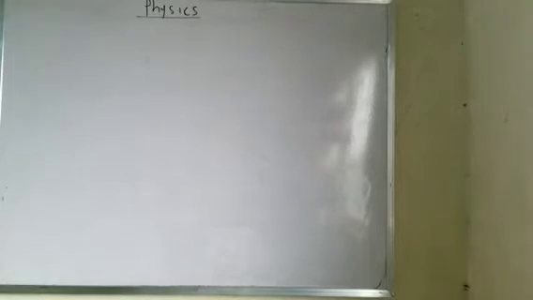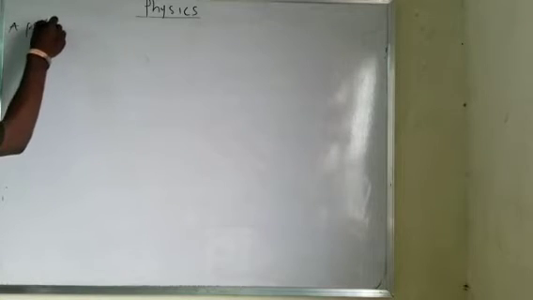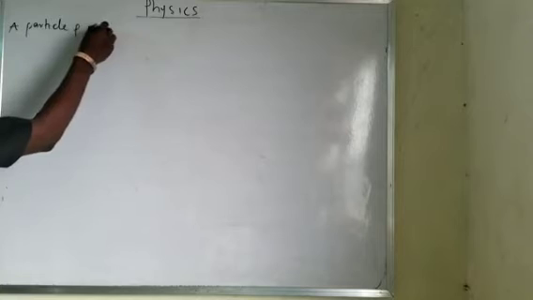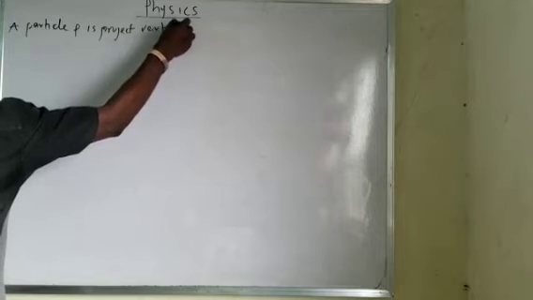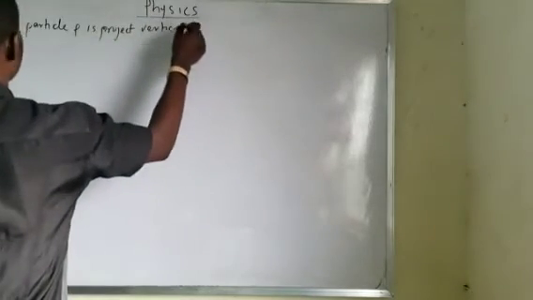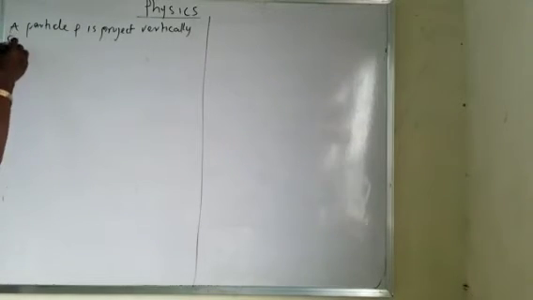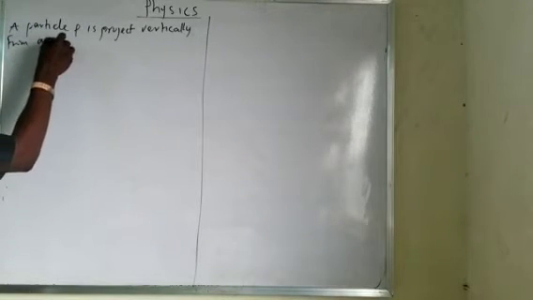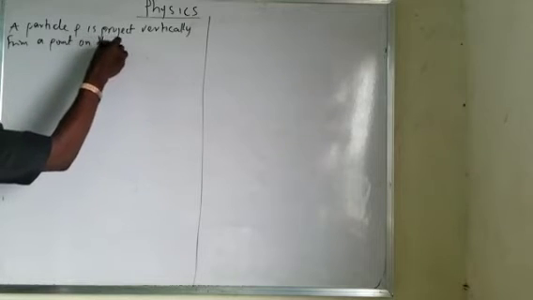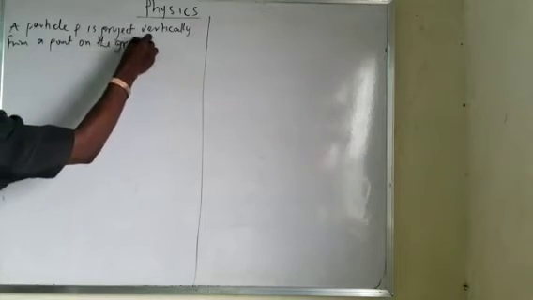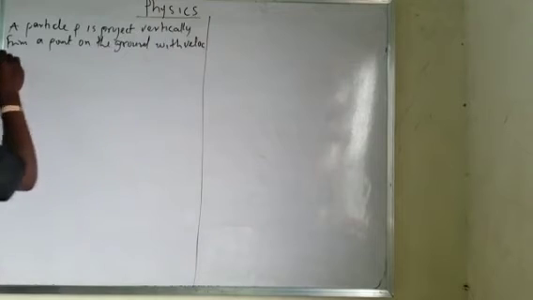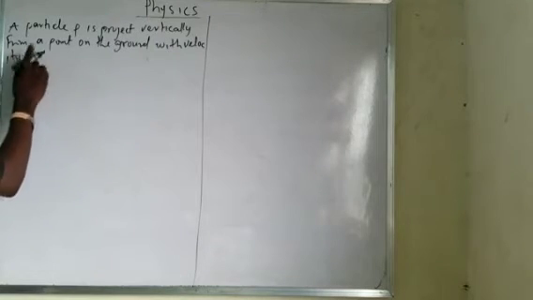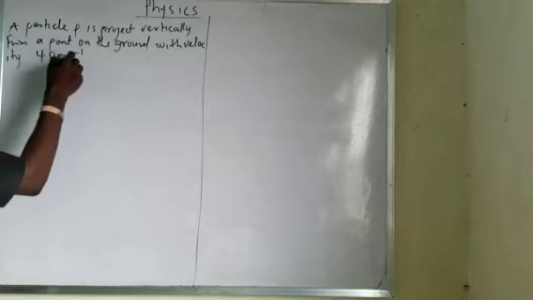Okay, let me look for another tedious question that can really be scary. A particle P is projected vertically from a point on the ground with velocity 40 meters per second.